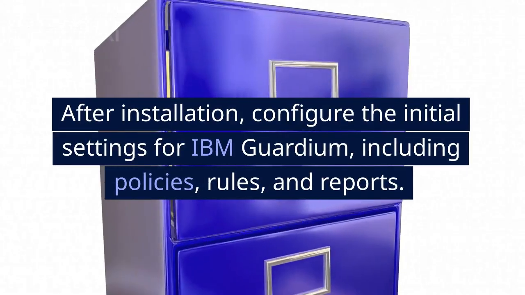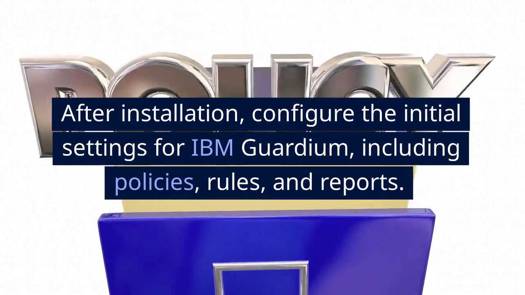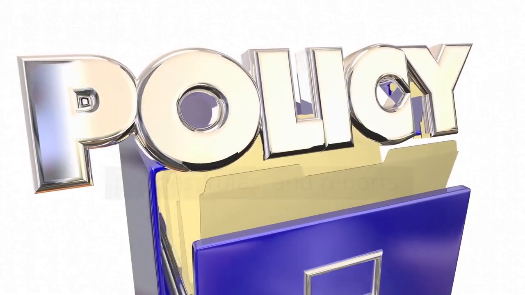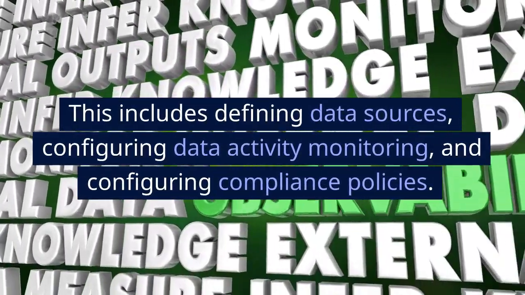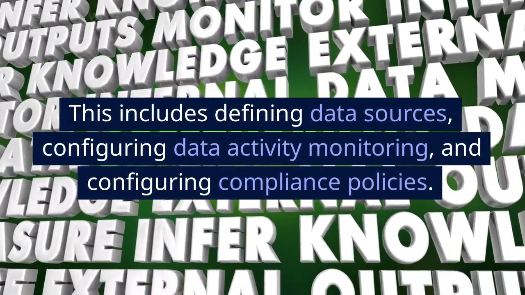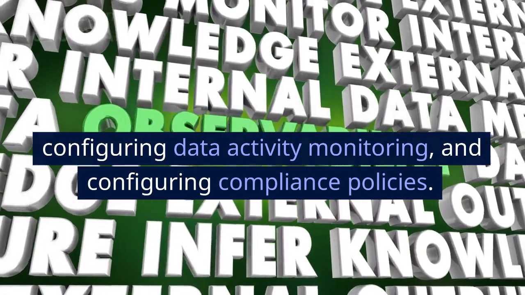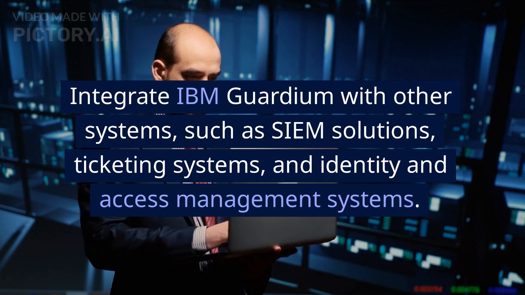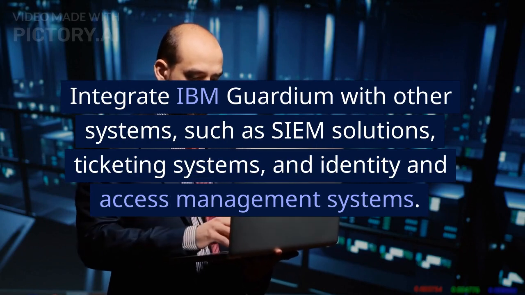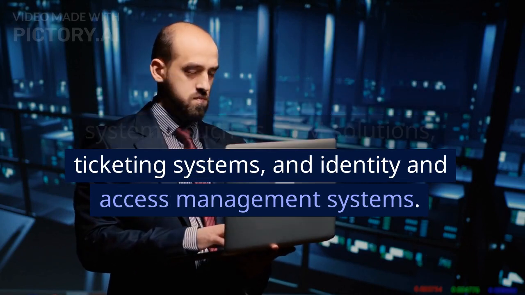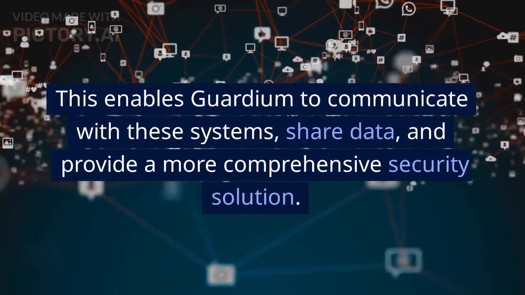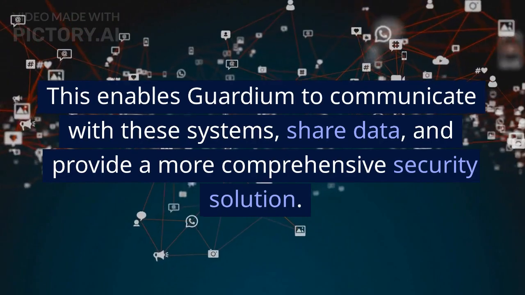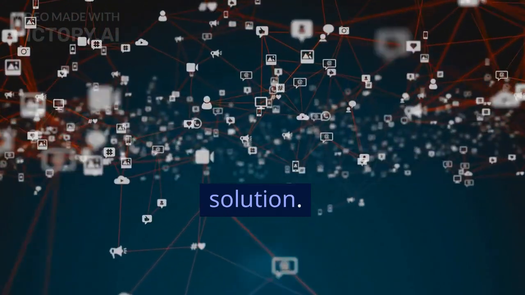After installation, configure the initial settings for IBM Guardium, including policies, rules, and reports. This includes defining data sources, configuring data activity monitoring, and configuring compliance policies. Integrate IBM Guardium with other systems, such as SIEM solutions, ticketing systems, and identity and access management systems. This enables Guardium to communicate with these systems, share data, and provide a more comprehensive security solution.